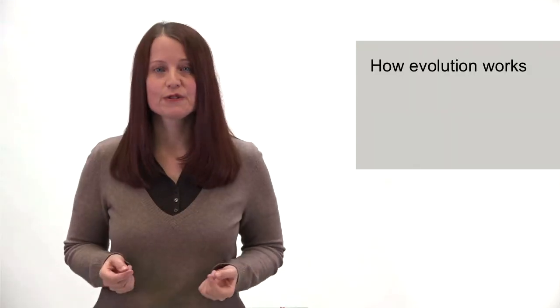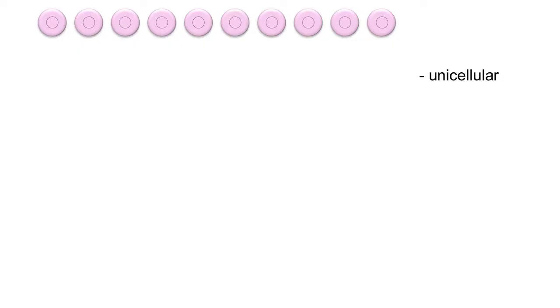But how does evolution work? Let's use a simple example of a unicellular species. So each individual is represented here by one of the pink dots in this graphic. The species is haploid, meaning each organism has only one set of genes. The whole genome is on one circular molecule, represented here by the black circle.